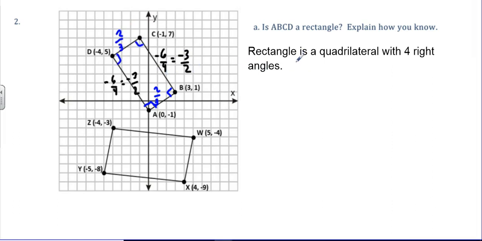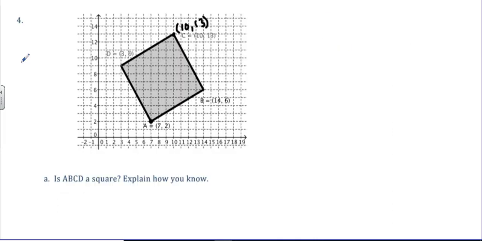So yes, this is a rectangle, and I know because the adjacent sides have opposite reciprocal slopes, meaning that the adjacent sides make 90-degree angles. And since quadrilaterals with 4 right angles are rectangles, quadrilateral ABCD is a rectangle. For number 4, we need to determine if ABCD is a square and explain how we know.